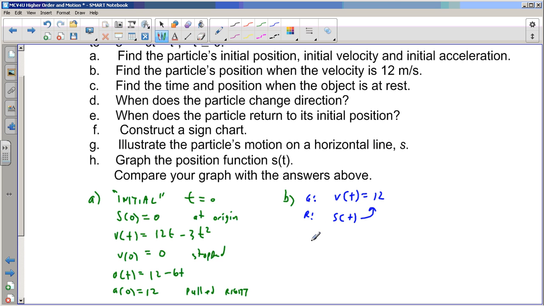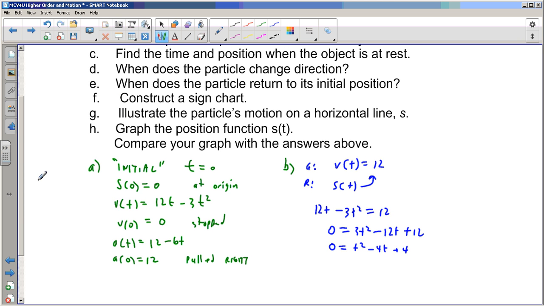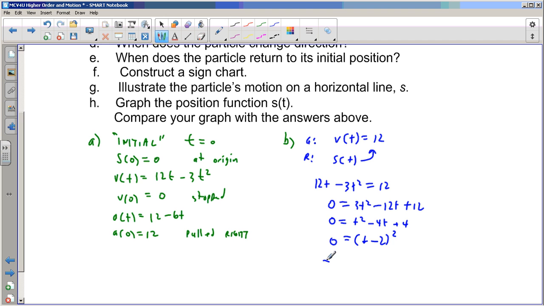All right, well, no problem, because I've got my velocity function: 12t minus 3t squared equals 12. Put that all on one side. A little quadratic equation action. It's always a nice day for that. Divide everything by 3 first here. Ooh, and it looks like this one's actually a special case. If I factor this, I get t minus 2 all squared. Take the square root and plus or minus 0, right? That's just 0. That's silly to write that there. But t equals 2.